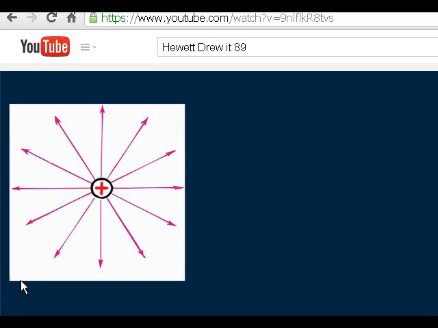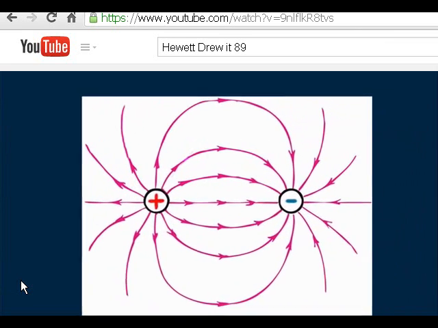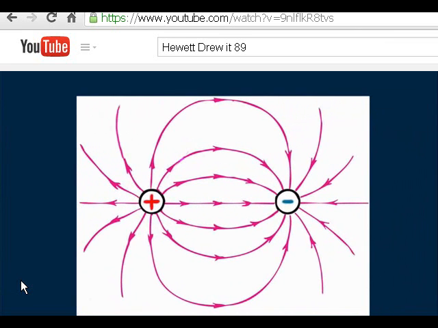Here's a positive charge with a few of its field lines. They point radially outward. But what of the field lines about a pair of equal and opposite charges? We get this pattern, a pattern of curved lines. It's interesting to realize that the curved pattern is the composite of pairs of straight lines, outward from the positive charge and inward toward the negative charge.